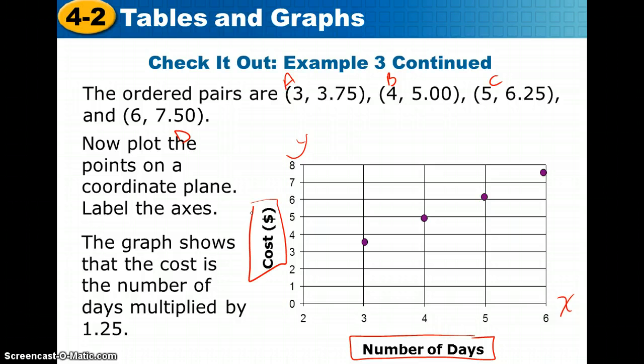And it shows that the cost of the number of days is multiplied by $1.25. So that is what was happening. 3 times $1.25 gets us $3.75. 4 times $1.25 gets us $5. 5 times $1.25 gets us $6.25, and so on.